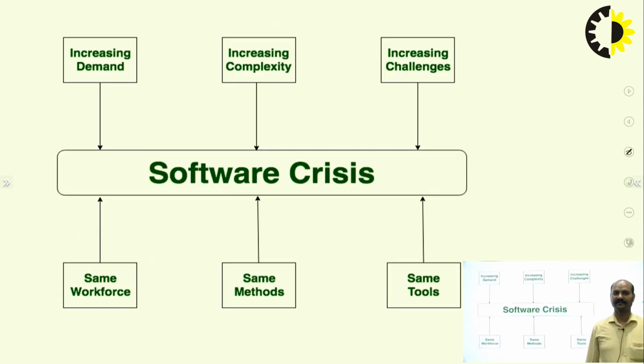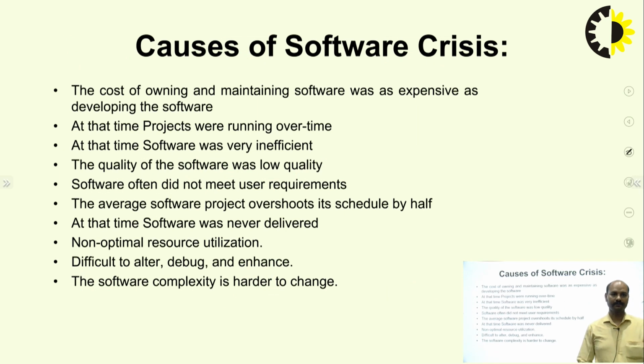The main reasons of the software crisis: increase in demand, increase in complexity, increase in challenges, same workforce, same method, same tools. The causes of the software crisis: the cost of owning and maintaining software was as expensive as developing the software. At that time, projects were running over time, software was very inefficient, the quality of software was low, and software often did not meet user requirements.